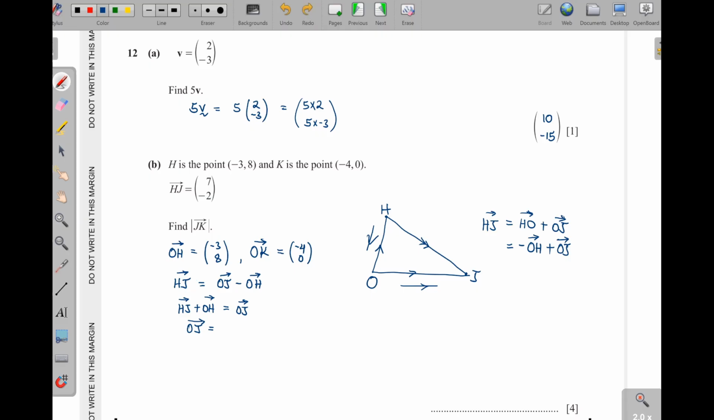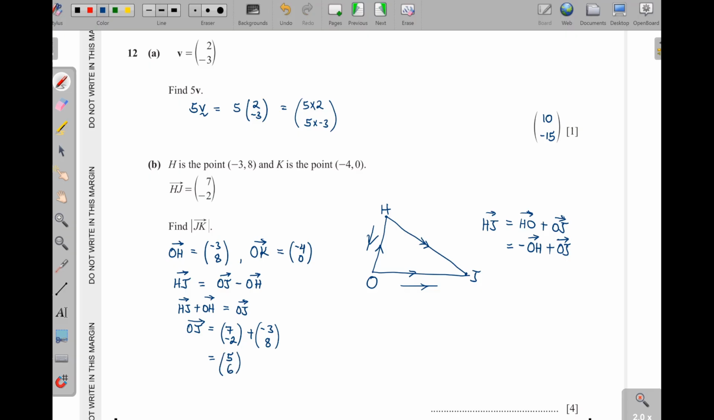So OJ is therefore going to be equal to, what is HJ? HJ is 7, -2. And what else? OH. OH is here, -3, and then 8. So what is this one? 7 minus 3, that will be a 5. And then -2 plus 8, that one will be a 6.